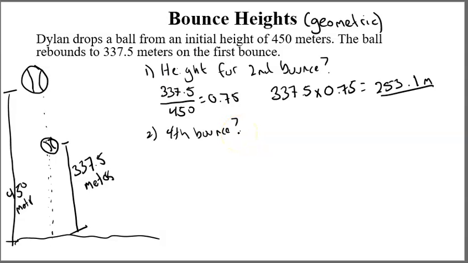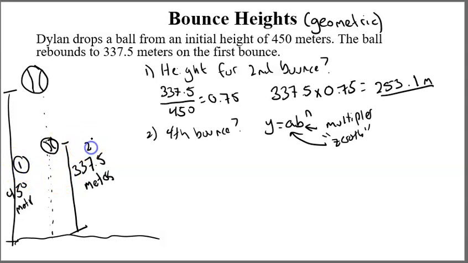Now, we could keep doing this forever, but I don't want to have to keep multiplying by 0.75 each time. So let's do a shortcut. Let's create an equation. Geometric sequences have this model. B, remember, is the multiplier, and A is the zeroth term. If I look at the heights as terms of the sequence, this would be the first term, that would be the second term.